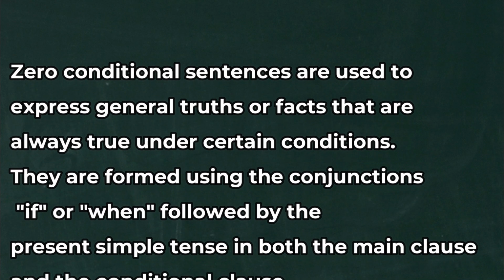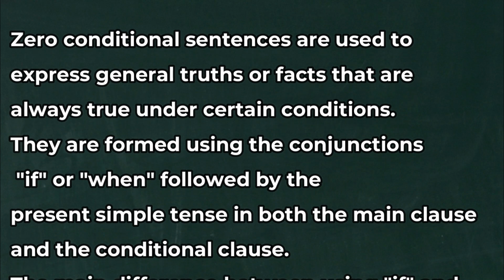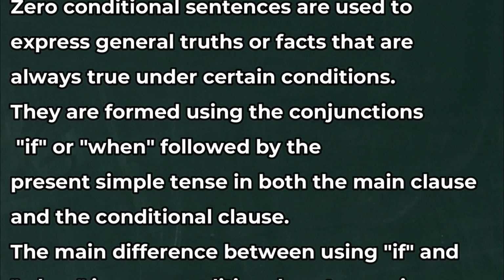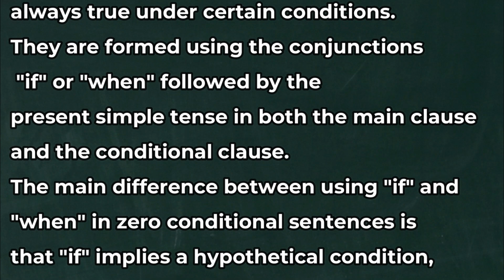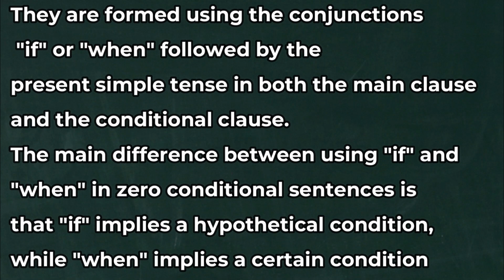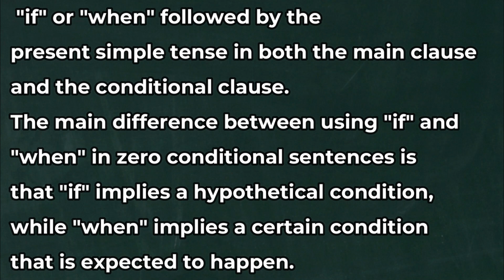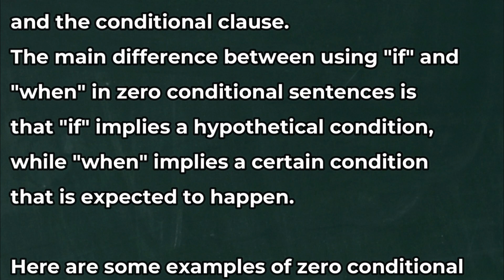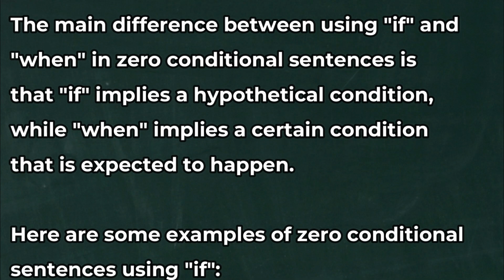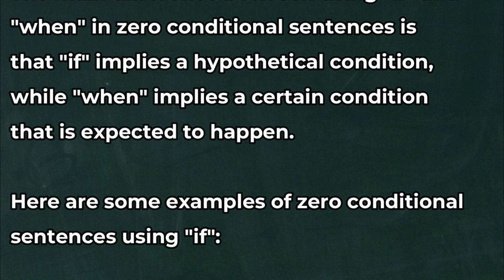They are formed using the conjunctions if or when, followed by the present simple tense, in both the main clause and the conditional clause. The main difference between using if and when in zero conditional sentences is that if implies a hypothetical condition, while when implies a certain condition that is expected to happen.